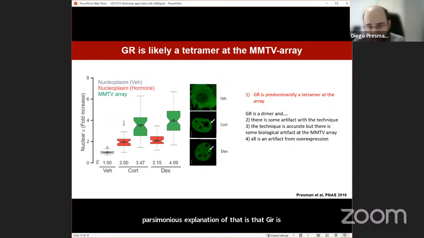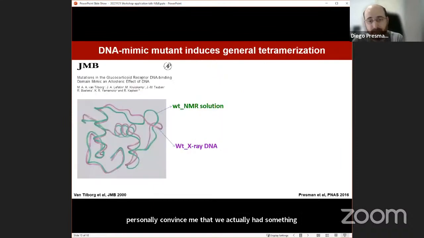We spent quite a few years trying to prove otherwise, to see whether this was some kind of artifact. I'm just going to show you one experiment that we did that personally convinced me that we actually had something rather than an artifact here.